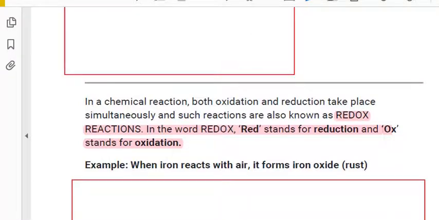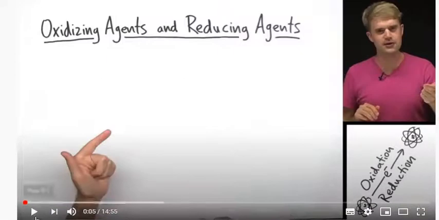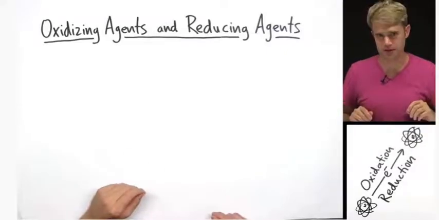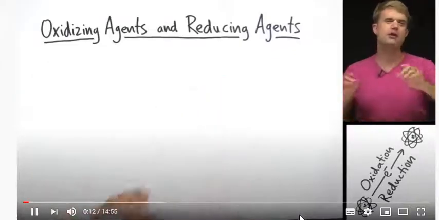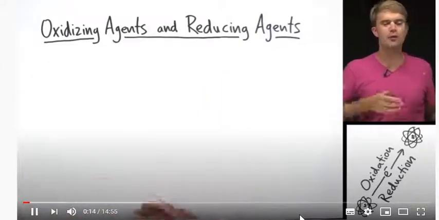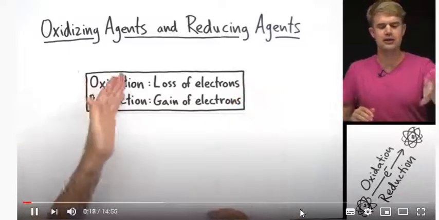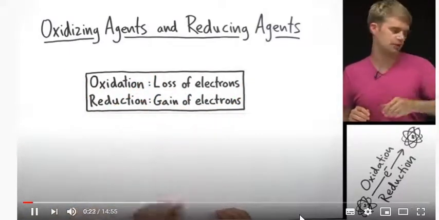You watch the video, it will be very effective for you, on how to identify them in chemical equations. If we are talking about oxidizing agents and reducing agents, let's refresh our memory about what oxidizing and reducing are. Oxidation is a loss of electrons and reduction is a gain of electrons.